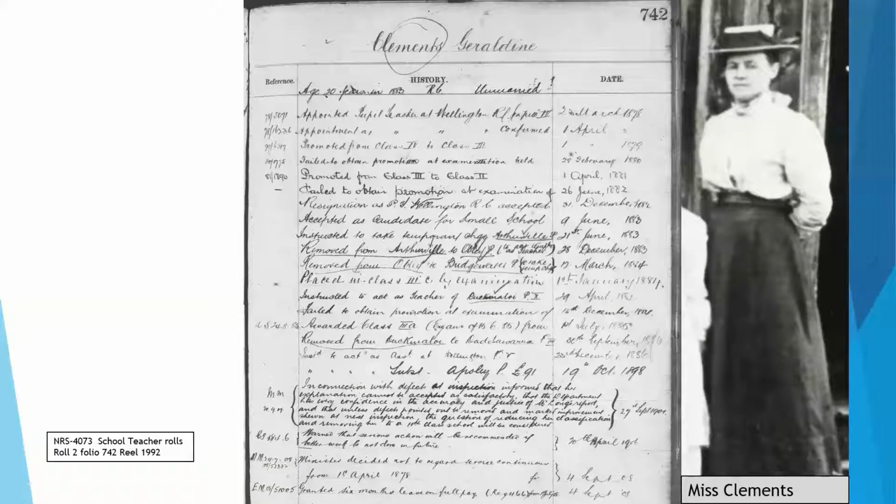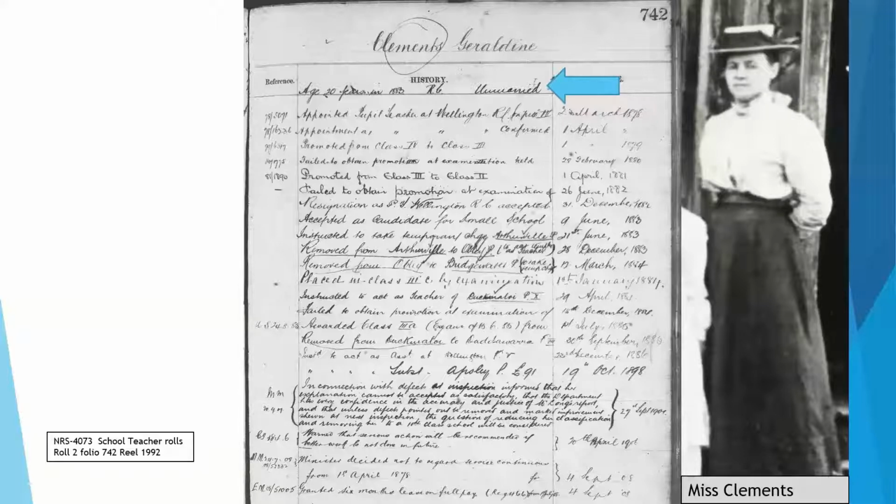This is her full record, and it's on the second reel. You'll notice that I've referenced volume 2, folio 742. 742 is the page, so folio will nearly always mean the page of the book. We have the basic information. Her age in 1883 is 20, and she's unmarried at that time.